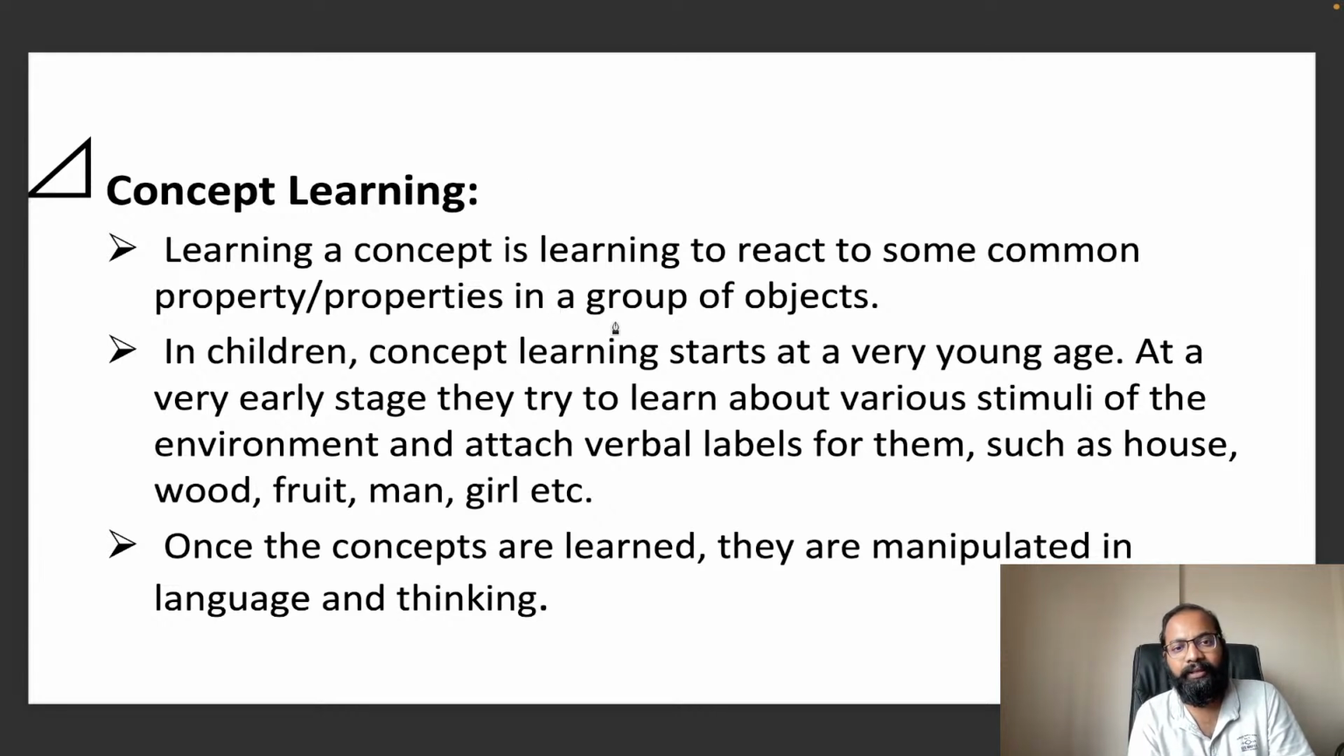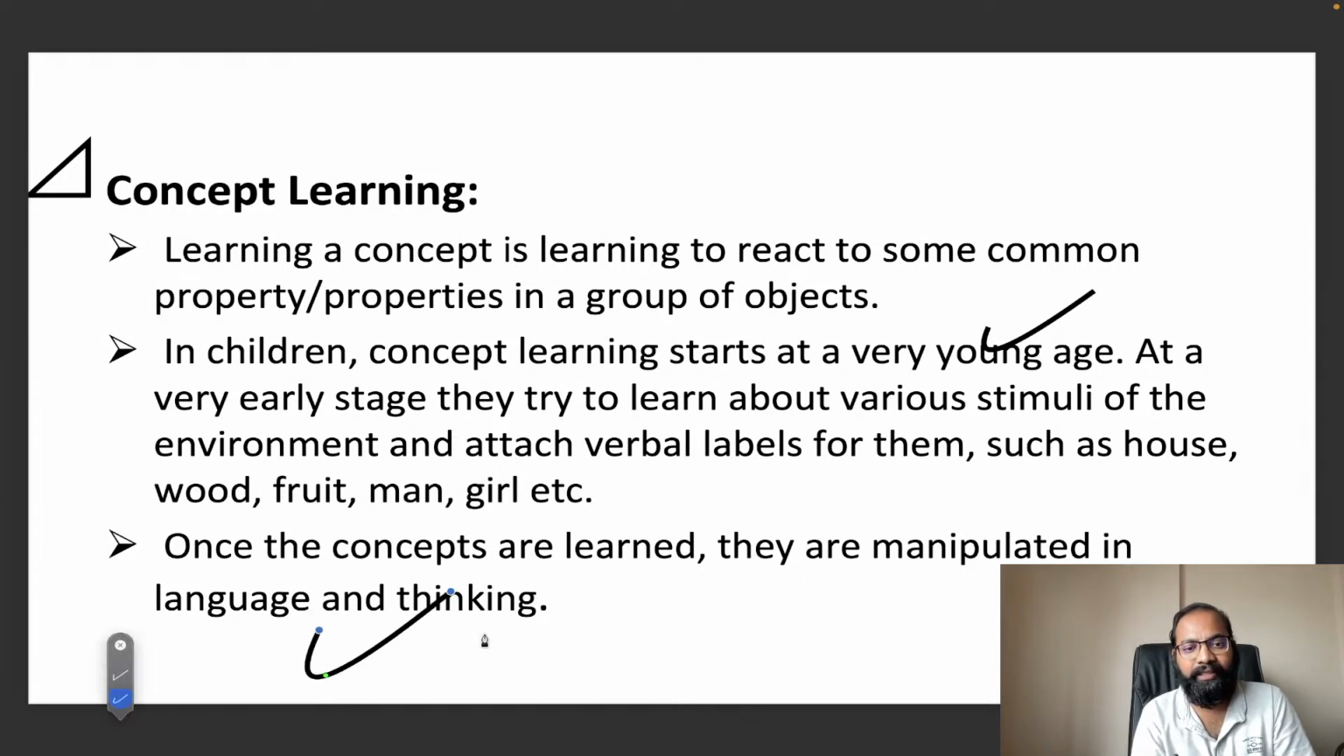So in children, the concept learning starts at a very young age itself. Okay. At a very early stage, they try to learn about the various types of situations of the environment, and they will attach, like if they see some house, they tell that it is a house, okay, it is a wood and it is a fruit, something like that. They are able to differentiate and get the concept. Okay. So once the concepts are learned, they are manipulated in language as well as thinking.